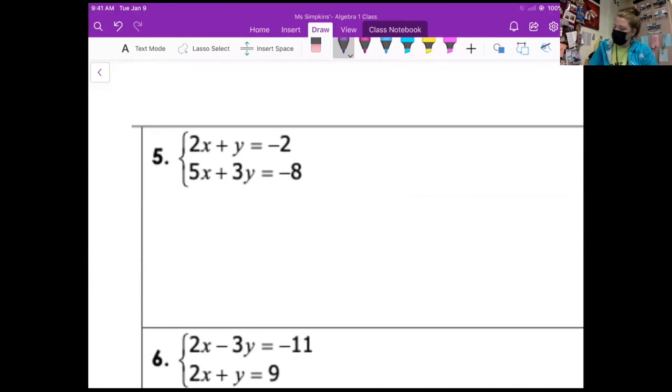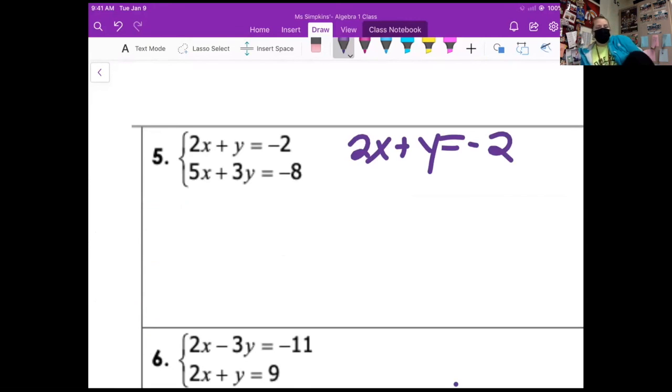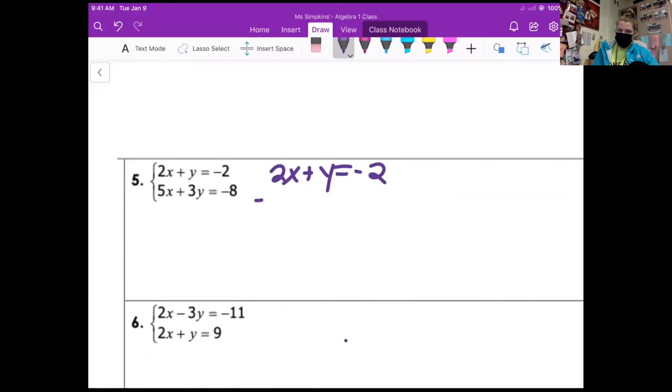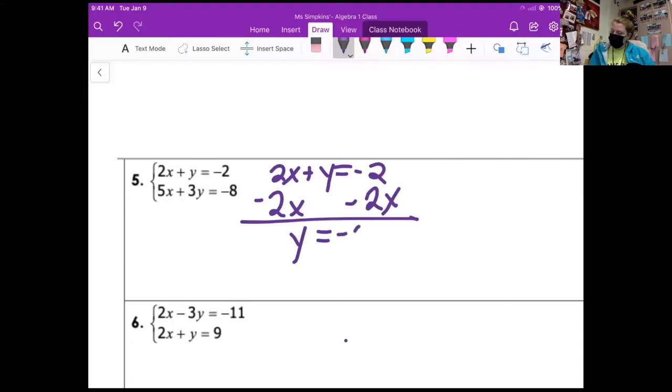So let's concentrate on that first. So 2x plus y equals -2. That's the top equation. We're trying to get y by itself. And to do that, we're going to subtract 2x. Minus 2x on both sides to get y equals -2 minus 2x.